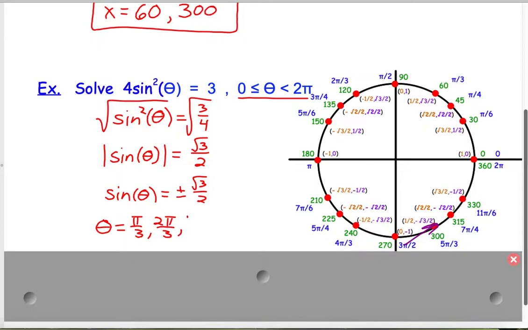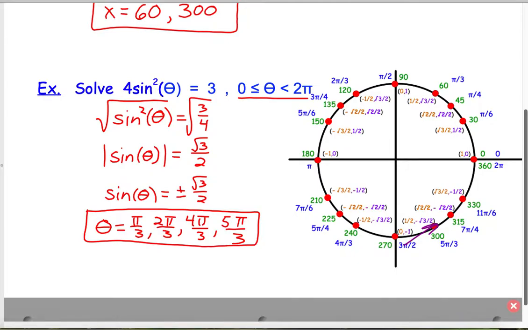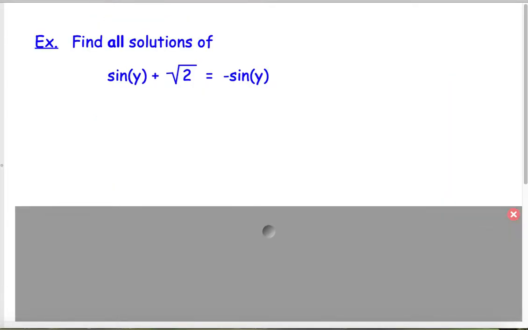And once again, we could check these on our calculator just to verify those results. All right, let's take a look at another type of equation. This one says, find all the solutions. Notice there's no stipulation here on the variable here, which is y. There's no stipulation on y being between 0 and 360 or 0 and 2 pi. So what are we going to do here?